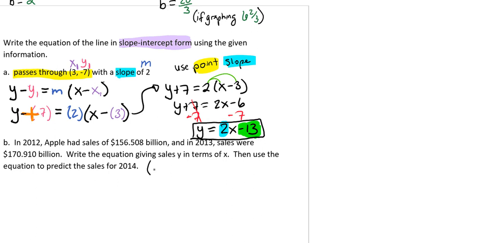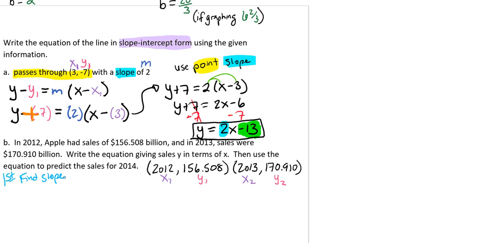So first we'll write our points. So we have time, which was 2012, and the amount, 156.508. And here we have 2013, and our sales, 170.910. I know these numbers are kind of big. We're going to use a calculator. So notice that this time we have an x1 and an x2, and we have a y1 and a y2, and it did not give us the slope. So that means the first thing that you have to do is find the slope.